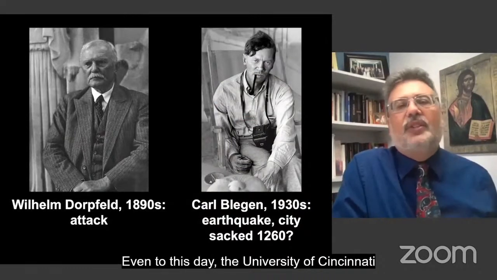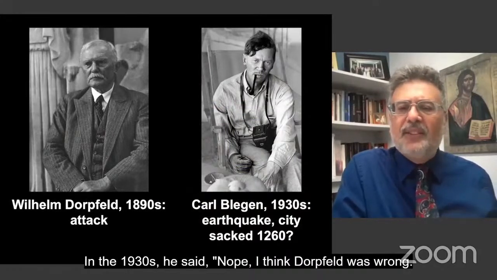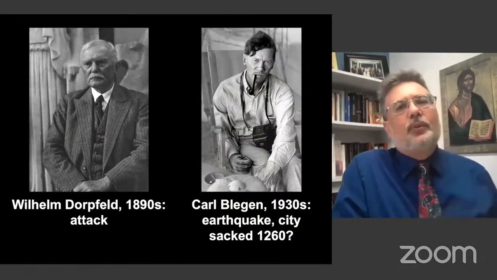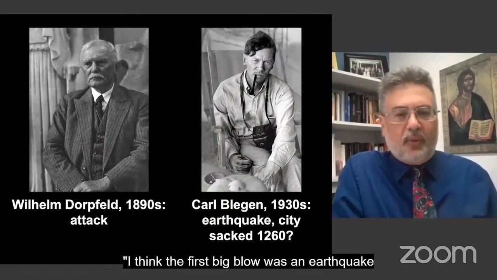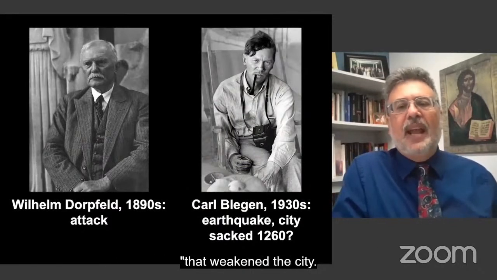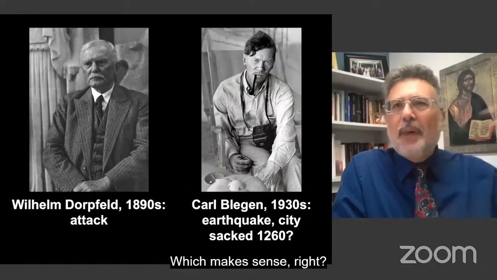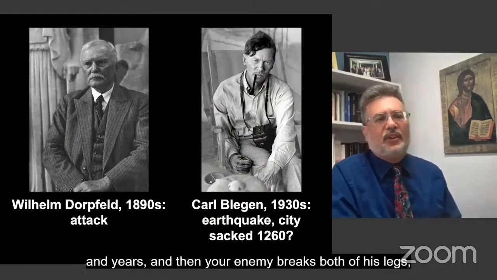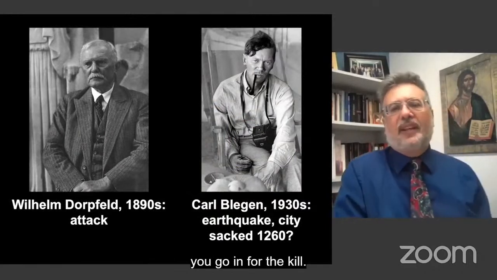Even to this day, the University of Cincinnati is a center of studies on the Trojan War. And in the 1930s, he said, nope, I think Dörpfeld was wrong. I think the first big blow was an earthquake that weakened the city. I think the city, because it was weakened, was then sacked, which makes sense, right? So if you're fighting to a stalemate for years and years and years, and then your enemy breaks both of his legs, you go in for the kill.